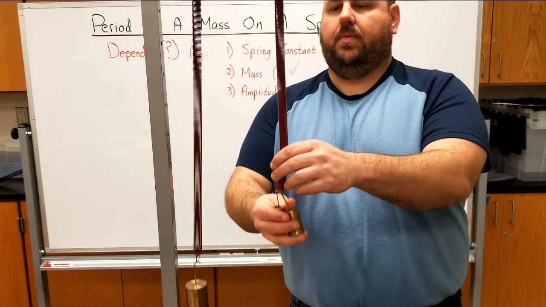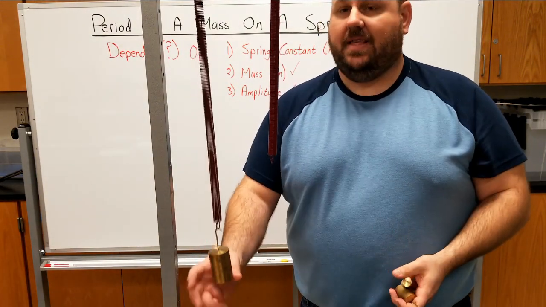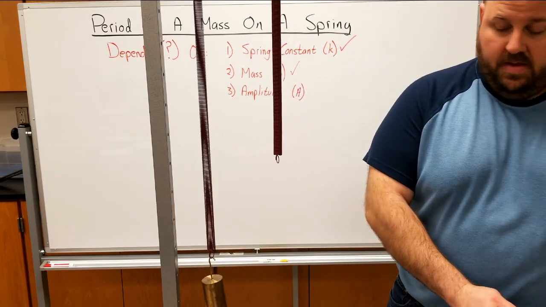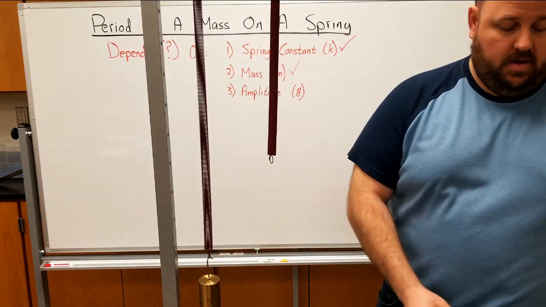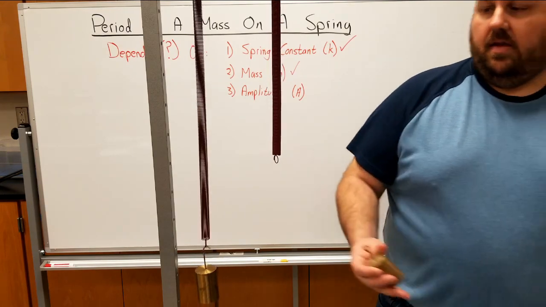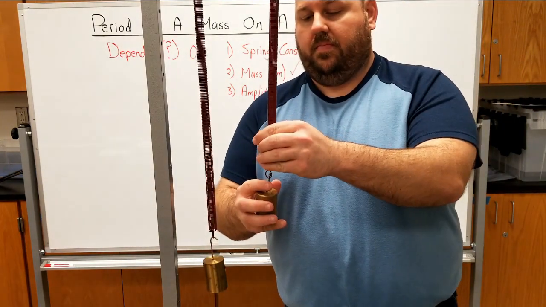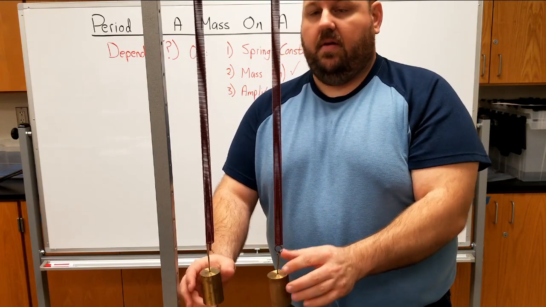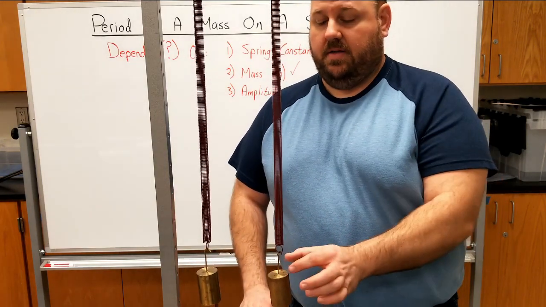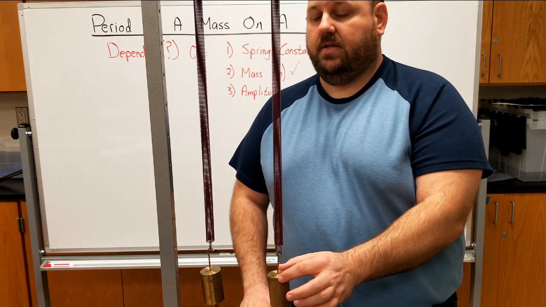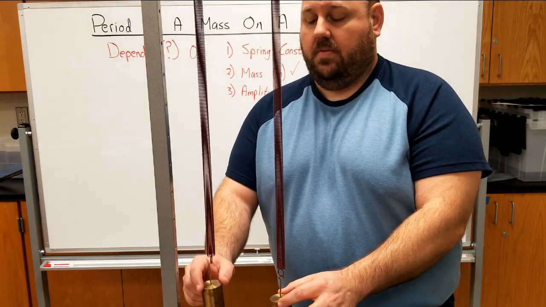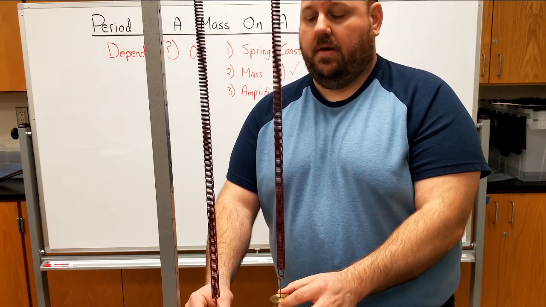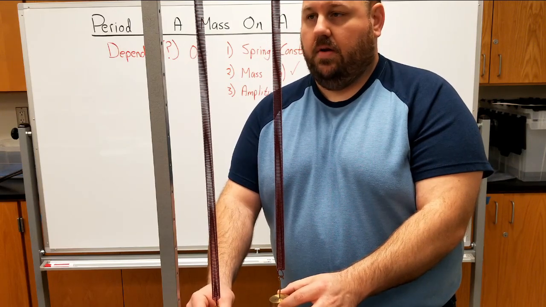The last possible factor is the amplitude, like how far I pull it down before I release it. And so let's take the same mass and the same spring. So these are both 500 gram masses. And I'm gonna displace them different amounts. I'm gonna displace the one on the right just a little bit. I'm gonna displace the one on the left a lot. And let's see if there's any noticeable difference in the period. 3, 2, 1, go.